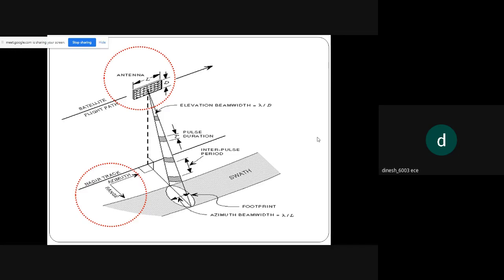Then we have the pulse durations which are being sent from the satellite for radio detection and ranging. The amount of signal that is reflected back, depending upon that, we can calculate the range of the target.